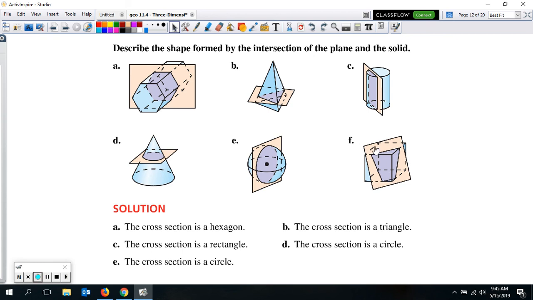And then this one, if you cross-sect, I don't know, this might possibly be a cube here. But if you cross-sect it, what do you get? Well, the top part is longer than the bottom part, and so you end up with a trapezoid on this one. So a trapezoid cross-section.